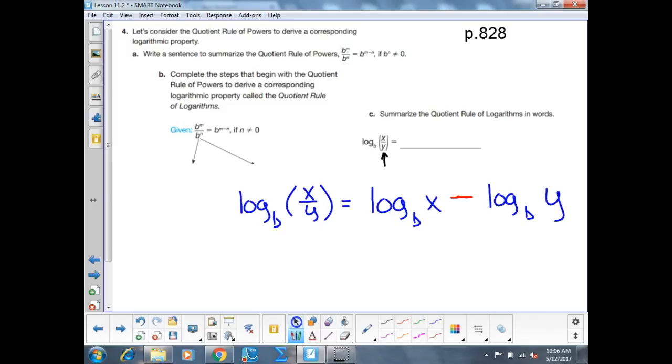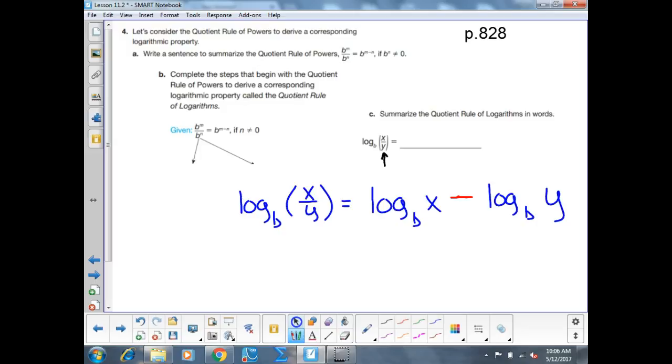Okay. Yesterday we described that in words, that we did the product one in words. We said that the log of a product is equal to the sum of the logs of the factors, right? Today it would be the log of a quotient is equal to the difference of the logs of the factors.